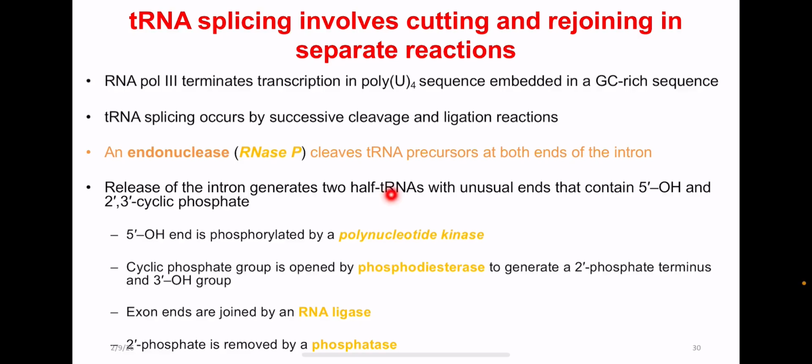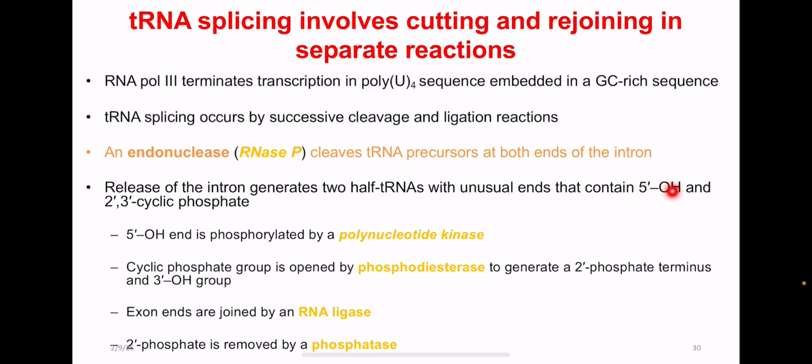So let's look at what happens after the RNase P cleaves or splices the tRNA. We create two half tRNAs with unusual ends. The reason why we call these ends unusual is because normally a nucleotide strand should have two ends: the 5' end should end in a phosphate, like a 5'-P, and the 3' end should end in an OH. Okay, but these two tRNAs that we've gotten end in 5' OH.